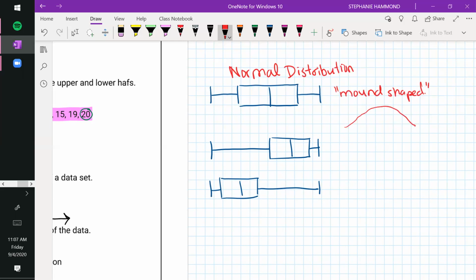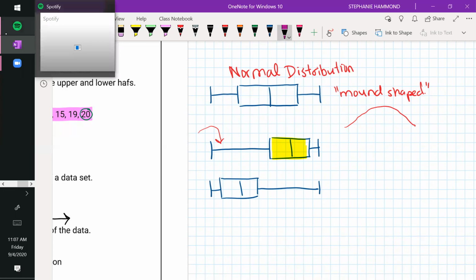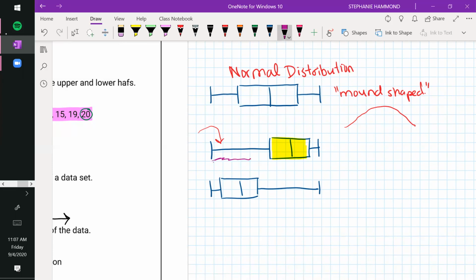Okay, the next one, you can see my whisker on the left side is really long. And the reason for that is because most of my data is actually over here between my first and third quartile. And then I have just a few numbers that are way, way, way less over here that's stretching that whisker out really far to the left. So when I have a really long whisker on the left side, we call this left skewed, or skewed left.